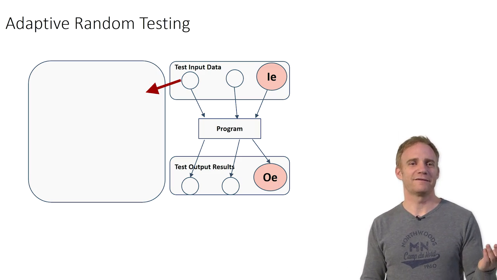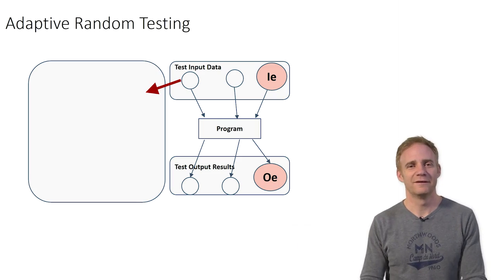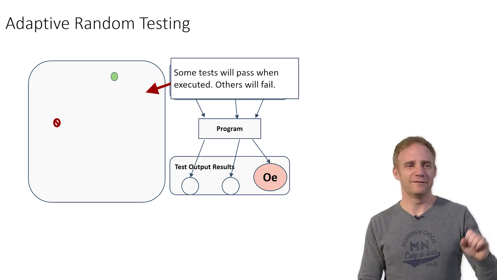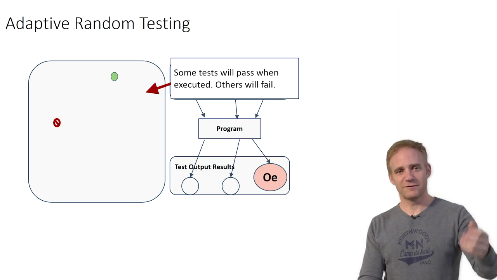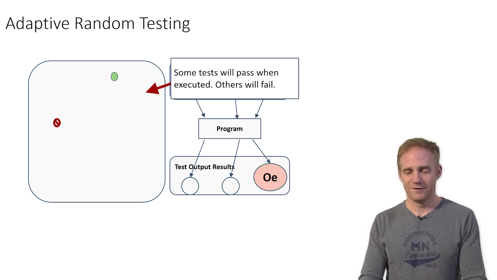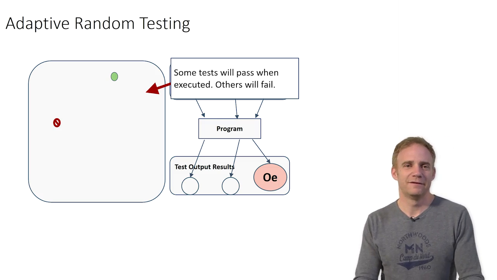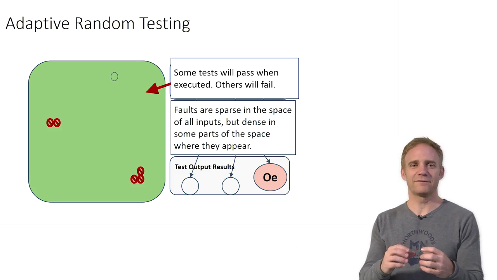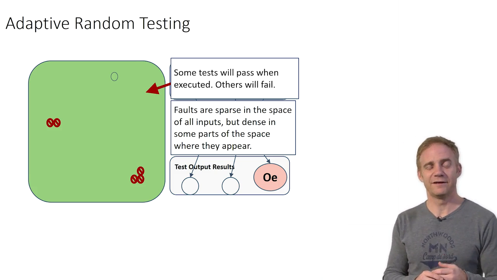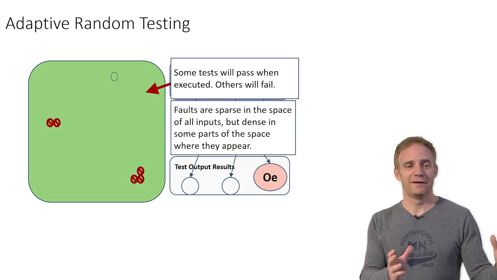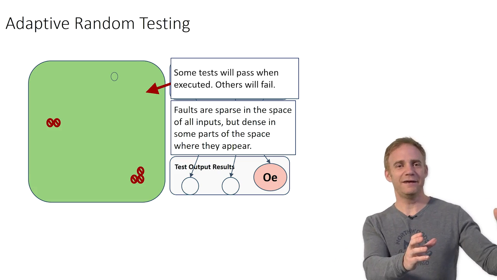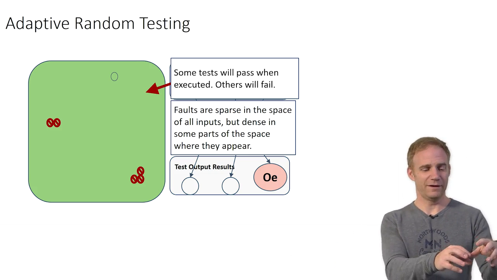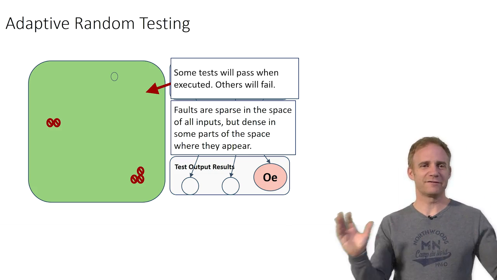And we can think of these as forming a space. So we have a giant space of possible inputs. And we can generate some in one corner of the input space and generate some in another corner of the input space. Some of the inputs that we generate are going to pass, some are going to fail. And we have a hypothesis that faults are sparse if we look across the space of all inputs, but dense in some parts of the space where they appear. So the idea is maybe, as in the previous example, the program is faulty from negative 20 to negative 10, but behaves correctly across all other values in the domain. So given this kind of distribution, we have a very small dense region across a very sparse space.